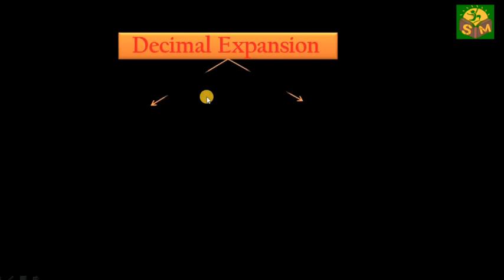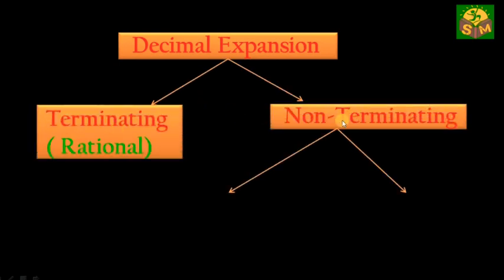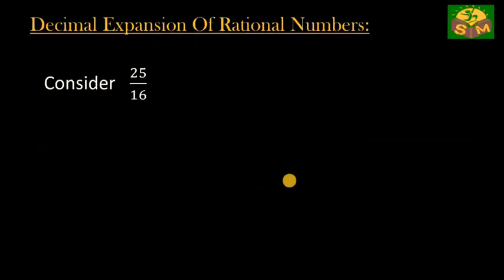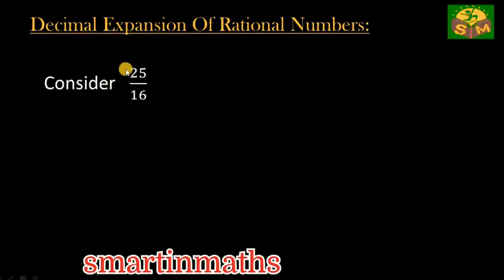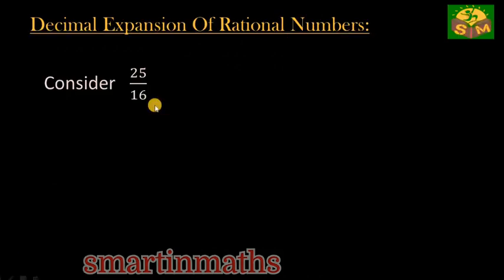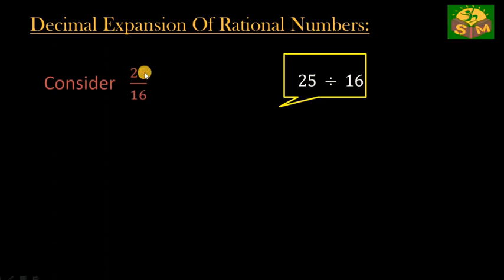There are two kinds of decimal expansions. One is terminating and the other one is non-terminating. Today I am going to discuss terminating decimals and non-terminating repeating decimals. So let me explain this concept with an example. Consider a rational number 25 over 16. Now let us find the decimal expansion of 25 over 16.